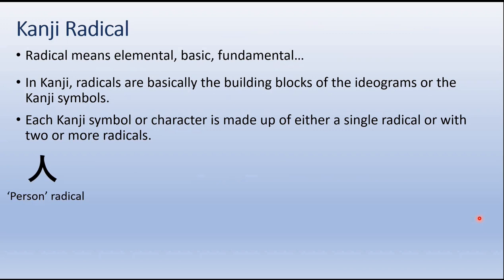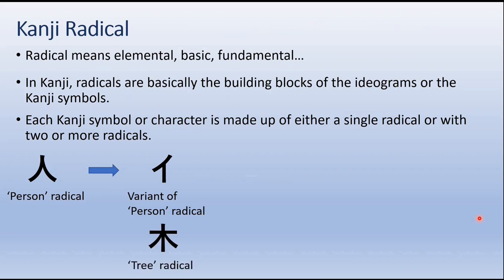For example, this is the radical for person. This is a variant of the person radical. This is the radical for tree. And when we combine this variant of the person radical and this tree radical, then we get something like this. So this is the character for rest, and how is this derived, and what is the logic behind this? So this is the person who is resting along this tree. So this is the kanji for to rest or to take rest.